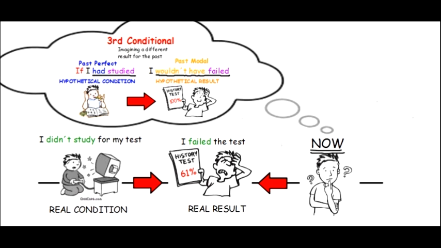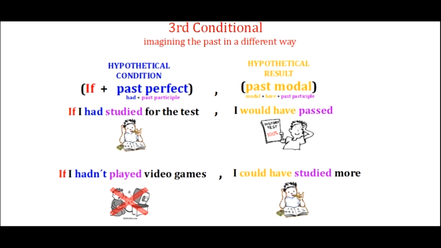Okay, good. You might recognize that from the first part of the video. That's a past modal. So we use the past perfect and the past modal to use our third conditional. So let's take a look at this a little bit closer.